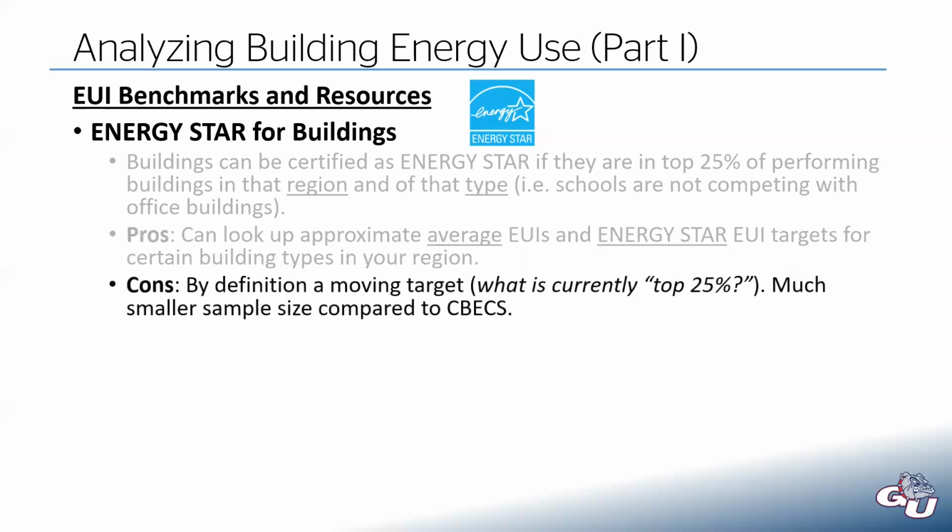The downside to this benchmark is that it's a moving target. Since it's defined as the top 25%, that's going to change year to year. And it's a much smaller sample size compared to CBECS, whereas CBECS is hundreds of thousands of buildings. If I were to look up school buildings in the Pacific Northwest, it may have maybe 8 to 10 buildings that I can use to compare to. So much smaller data set.